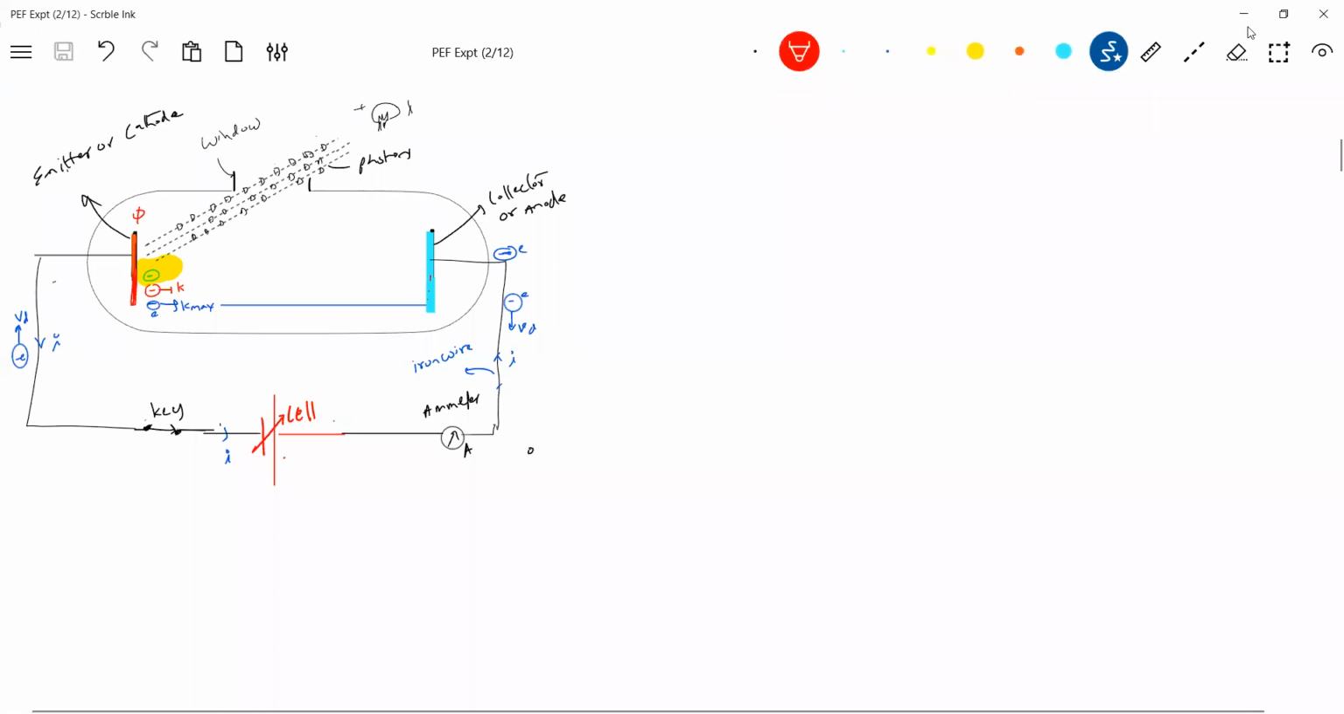Books you call cathode, anode. In physics, what happens? Let me use collector and emitter, because I'm going to change the polarity here also. So I'm going to connect now the positive terminal to the collector and the negative terminal to the emitter. Then how is the electric field inside this?